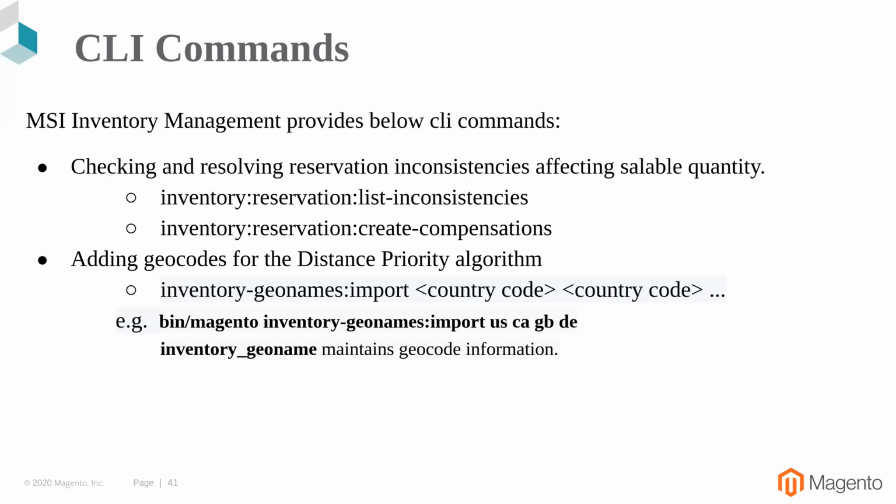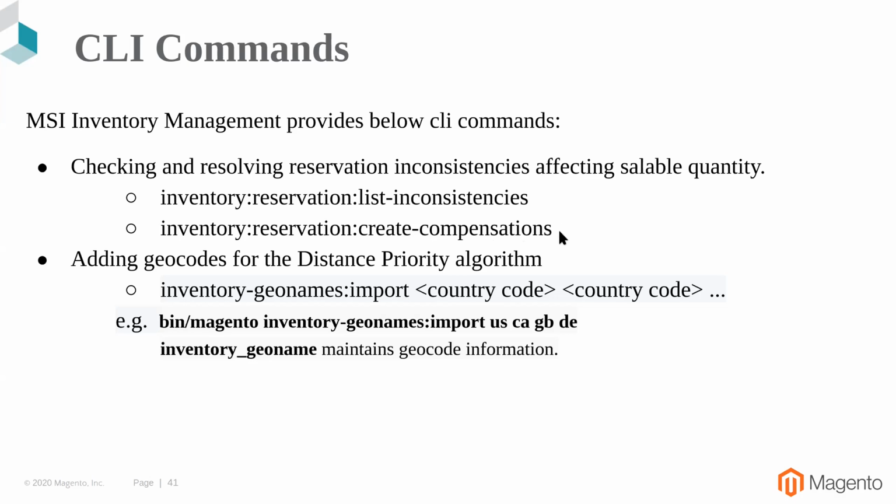For that, you need to create a compensation for it. Means, for example, if my table has for one order -2 and 1, so I need one more value to compensate, to get the sum of 0, right? For that I need to add compensation. So MSI has provided this second command, inventory reservation create compensation, for that particular order.